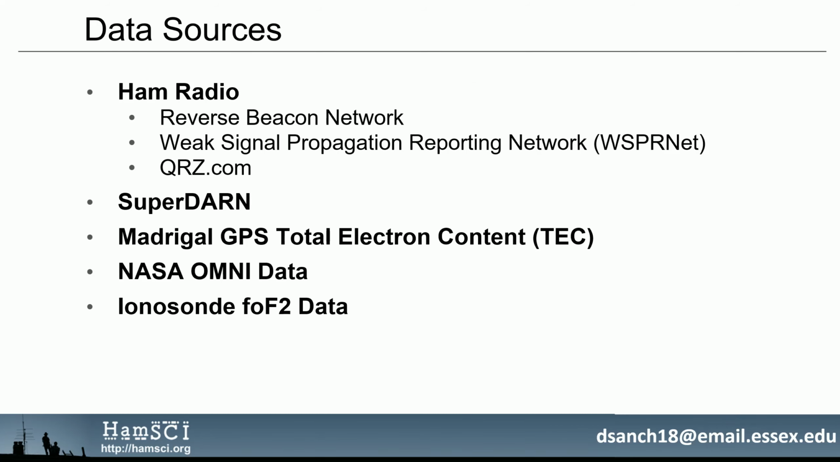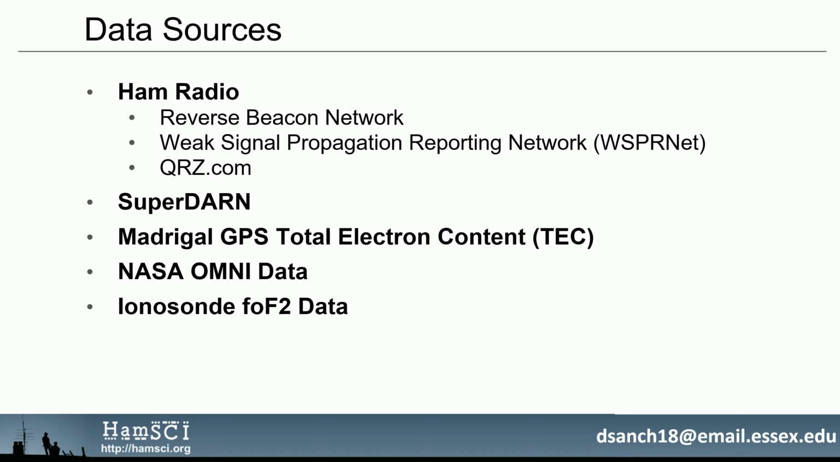The main data sources are the Reverse Beacon Network, which is a network of stations listening to the radio bands and reporting what stations they hear, when, and how well, and the Weak Signal Propagation Reporting Network, a group of amateur radio operators using digital radio modes to probe radio frequency propagation conditions using very low power transmissions for their ham radio data.